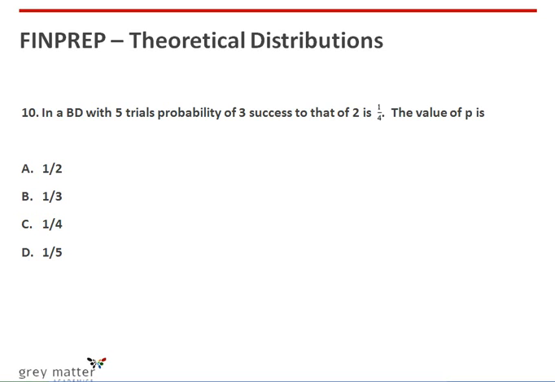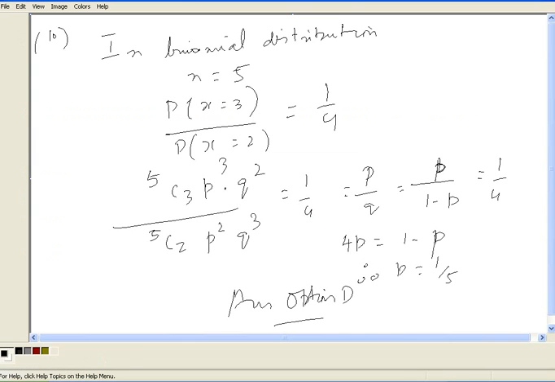10th question, in a binomial distribution with 5 trials, probability of 3 success to that of 2 is 1 by 4. We need to compute the value of p, the probability of success. Now, when you go into the worksheet, n is given to be 5 and P of x equal to 3 and P of x equal to 2 is given to be 1 by 4. Now, as per binomial distribution, it will be 5C3 into p cube into q squared by 5C2 into p squared into q power 3, which is equal to 1 by 4.